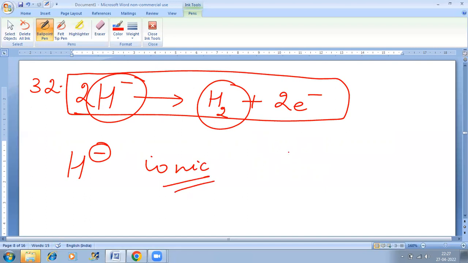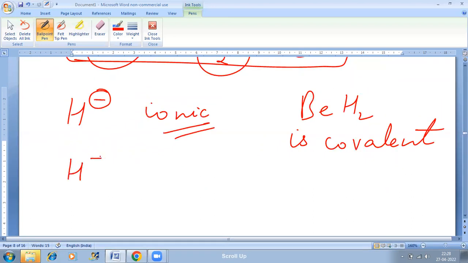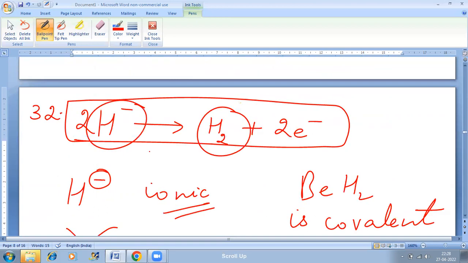Out of all these compounds, BeH2 is covalent. We know that beryllium hydride is covalent, which means BeH2 does not contain H minus. If BeH2 does not contain H minus, then how will this reaction happen? Which means BeH2 does not liberate H2 on anode because it does not contain H minus ion.